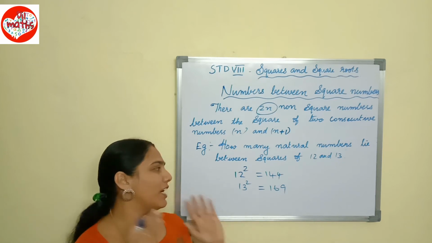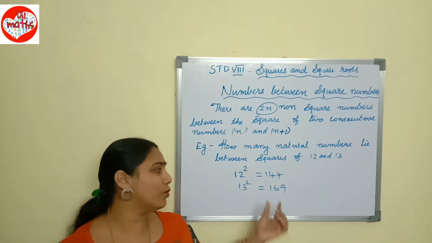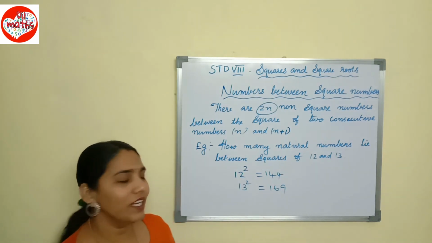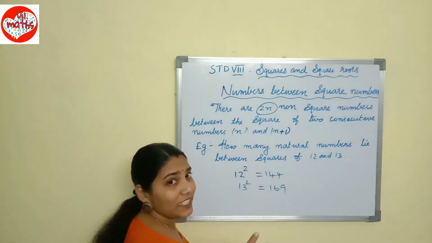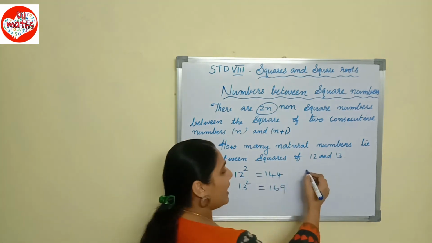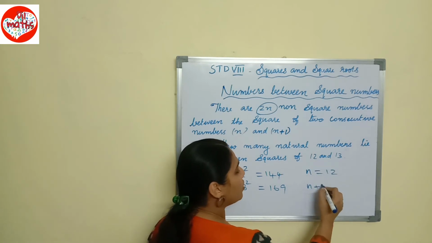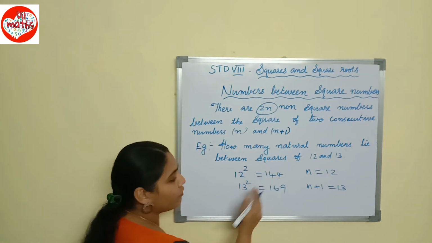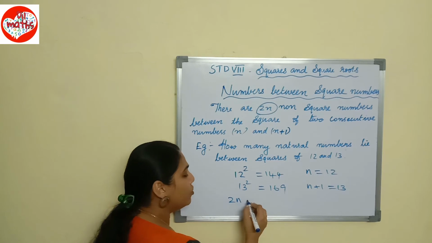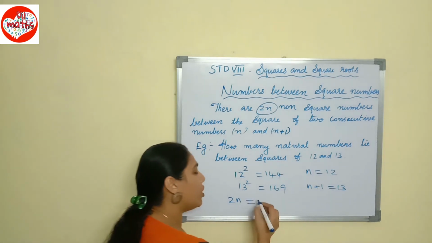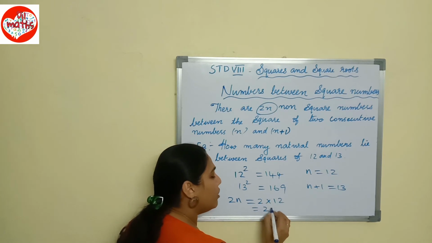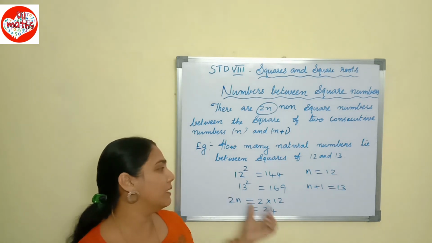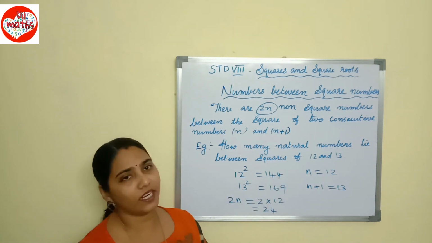If you are listing, writing 144, 145, 146 up to 169, it is a difficult task, isn't it? That's why we are using this formula. What is our n and what is our n plus 1 here? Our n is equal to 12 and n plus 1 is equal to 13. We should multiply 2 with n. n is equal to 12, so 2 into 12 is equal to 24. Therefore, 24 non-square numbers or natural numbers will be there in between 144 and 169.